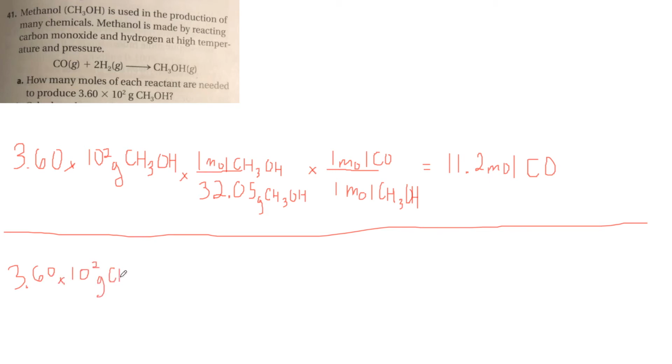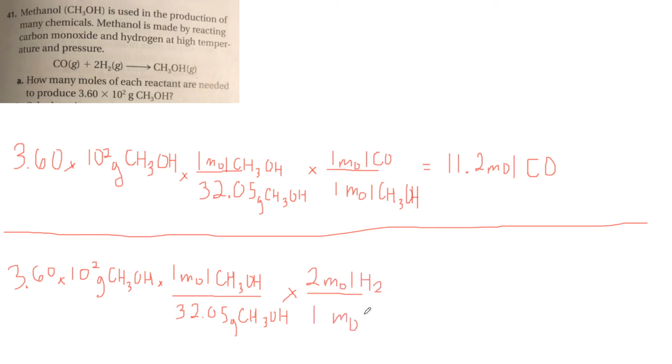Then we continue on. We write down the given again, and then we do basically the first 2 steps, which is writing down the given and then writing down the mole, then the molar mass of methanol. However, the mole ratio is different. So in this case, we have 2 moles of H2 over 1 mole of methanol because hydrogen has the coefficient of 2 in front of it. So then once we complete the question, we have 22.5 moles of hydrogen.